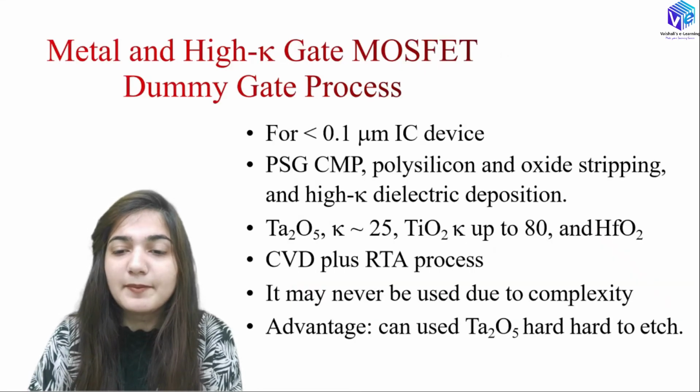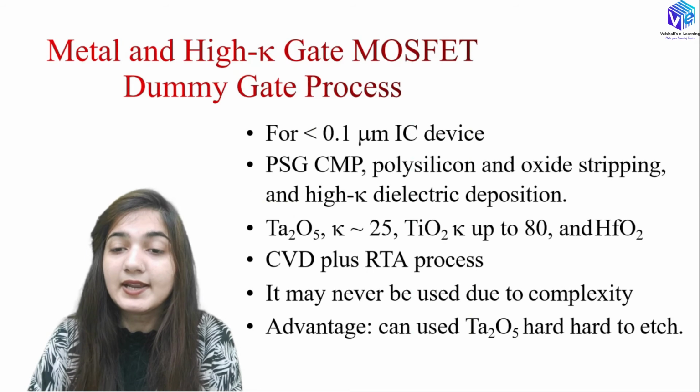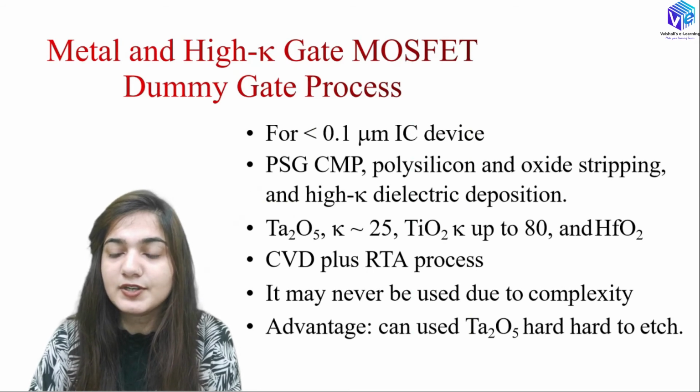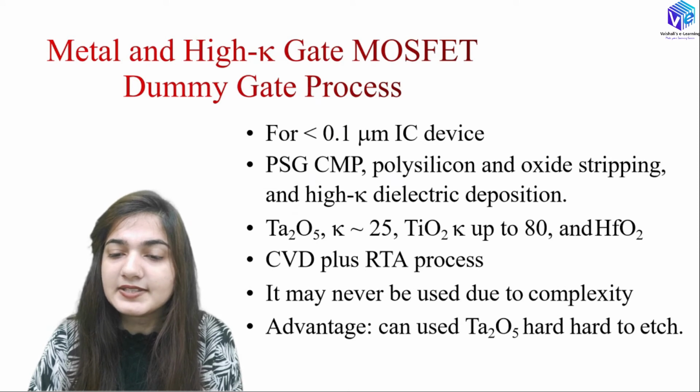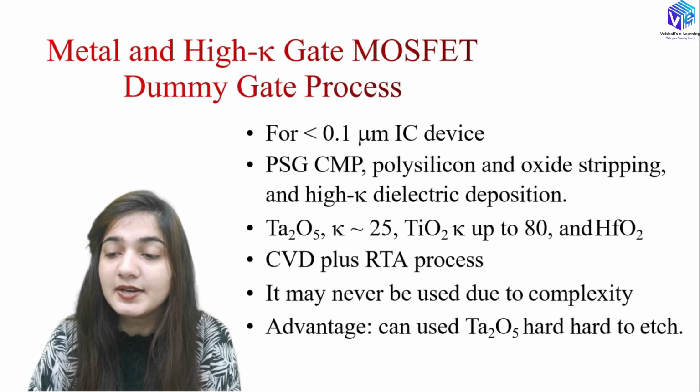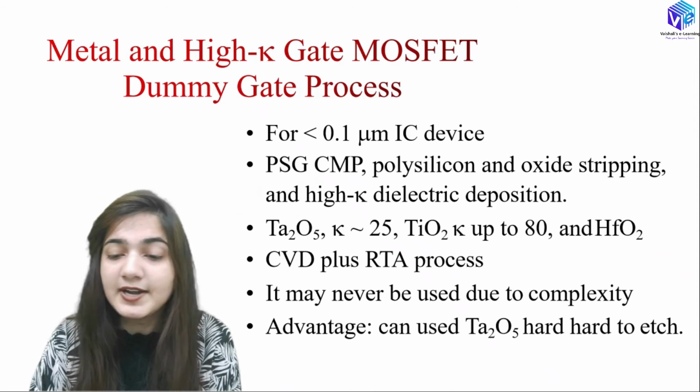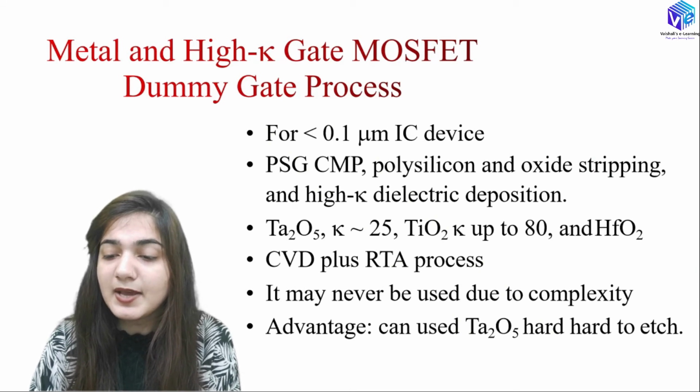So now coming to the dummy gate process, which is using the metal and high dielectric gate MOSFET. So it is used for the feature size which is lesser than 0.1 micrometer IC device, and here I am using the phosphosilicate glass CMP, polysilicon and oxide stripping, and high dielectric constant material deposition. So why we are using the tantalum pentoxide? The tantalum pentoxide has a dielectric constant nearly equal to 25, and the titanium dioxide is having the dielectric constant up to 80. And we can use HfO2 as well.